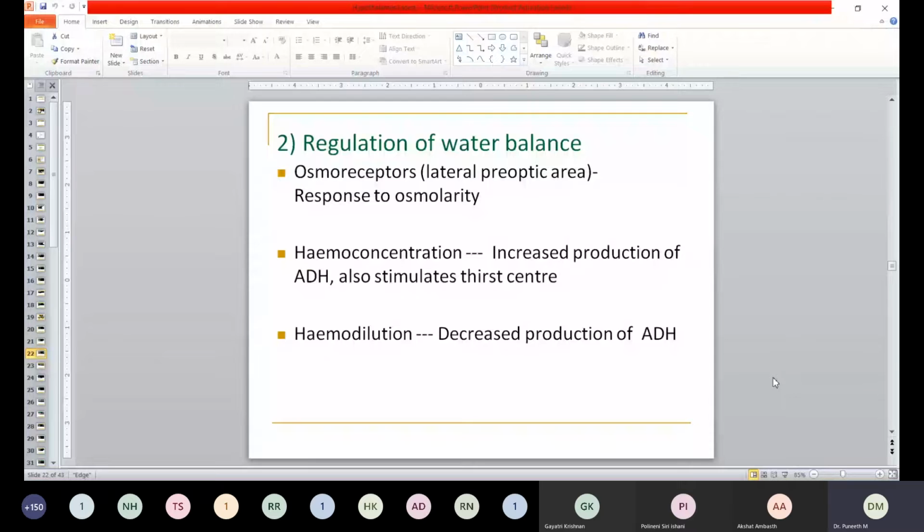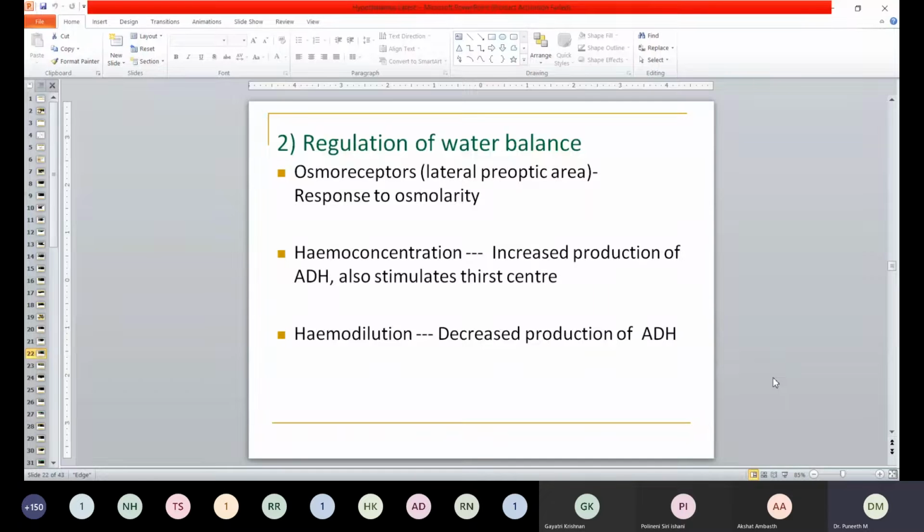Coming to the second function after food intake, the hypothalamus has a role in regulation of water balance. There are osmoreceptors present in the lateral preoptic area of the hypothalamus. They respond to changes in osmolarity, especially the ECF osmolarity. Whenever the solute concentration is high and the fluid concentration falls, this area responds. The osmoreceptor senses the changes in concentration in the ECF. So with hemoconcentration, that is more cells and less plasma, there is increased production of antidiuretic hormone.